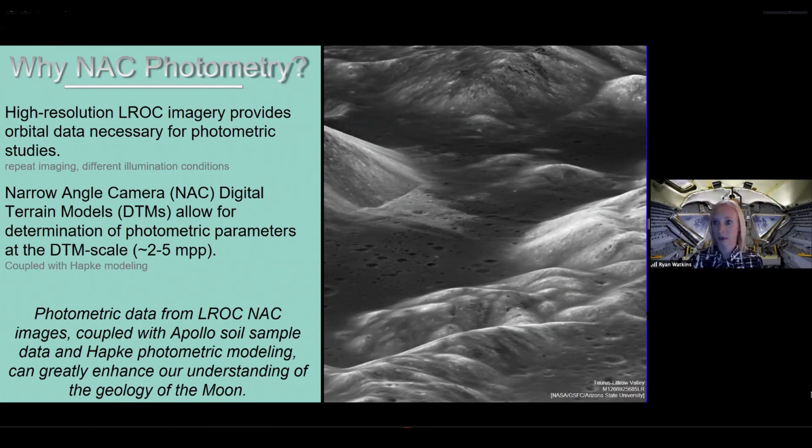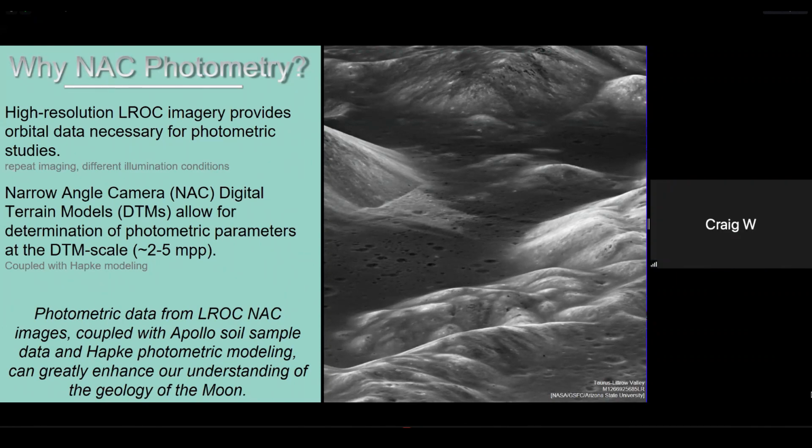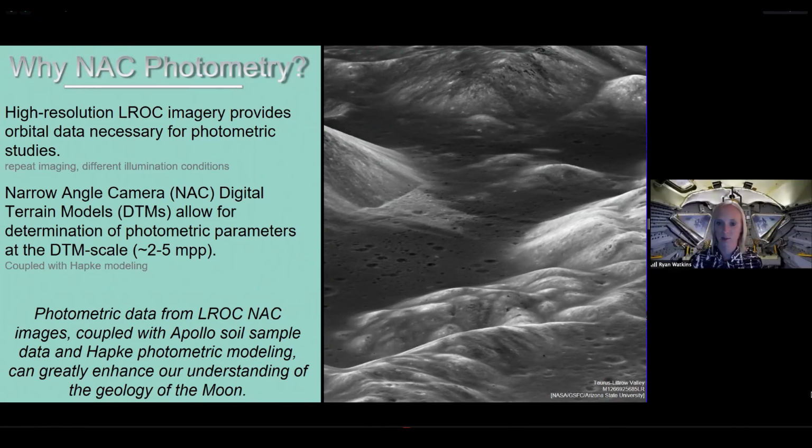So for those of you who may not be aware of what photometry is, it's essentially just studying the reflectance properties of the surface and what those properties tell us about different physical and compositional properties. There are a lot of different factors that affect how a surface scatters light, such as composition and mineralogy, glass content, surface roughness, space weathering, etc.